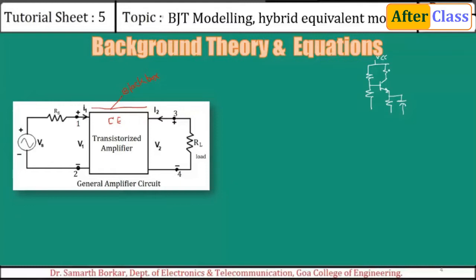VCC, RC, R1, R2, RE, CE. Common connection to ground. Capacitor here, and this is the load resistance RL. Again here we're having an input coupling capacitor C in and C out. We can also refer to this as C1 and C2.